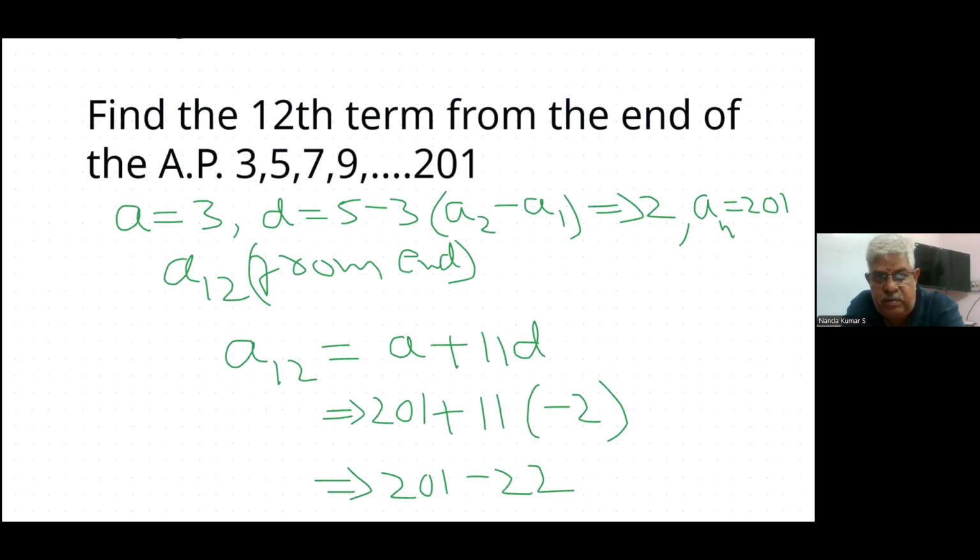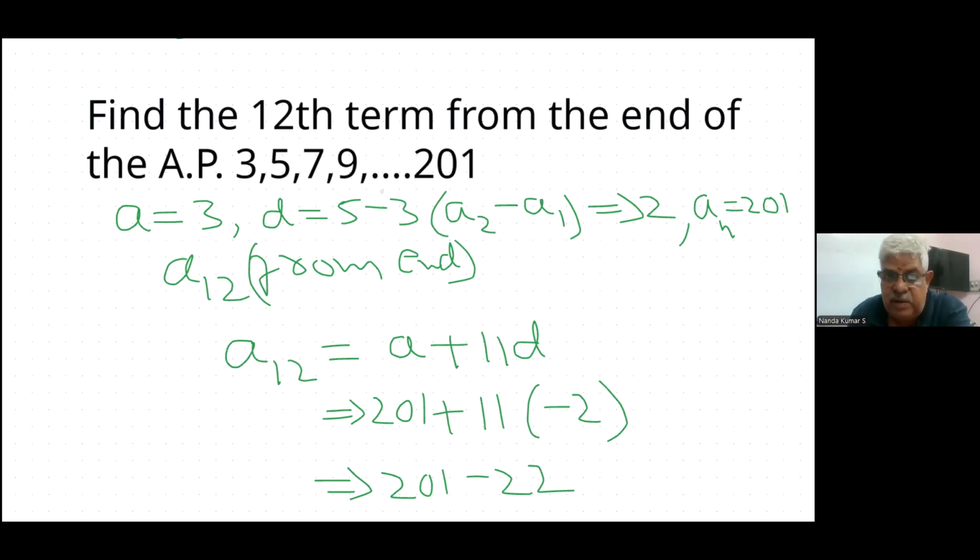Yes, my dear children, the next numerical we are discussing is: find the 12th term from the end of the AP 3, 5, 7, 9, etc. up to 201. Here, dear children, you should be a little bit careful. Up to now, we learned to find the 12th term from the beginning. But remember, children, we are finding the 12th term from the end.